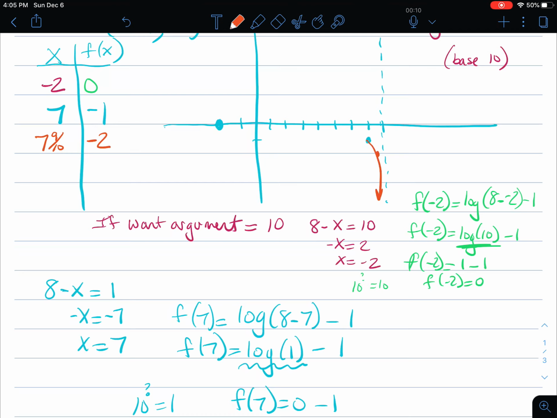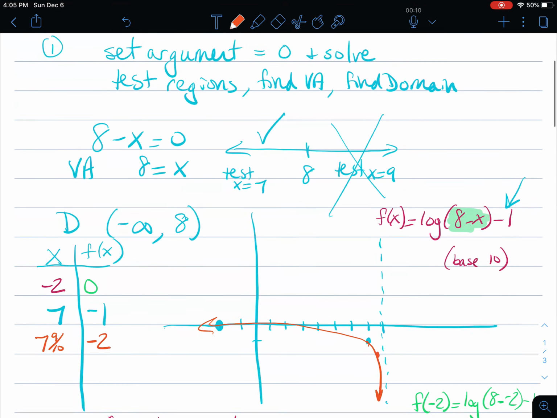I'm not in love with that. Let's try that again. Something like this. And then that's your function.